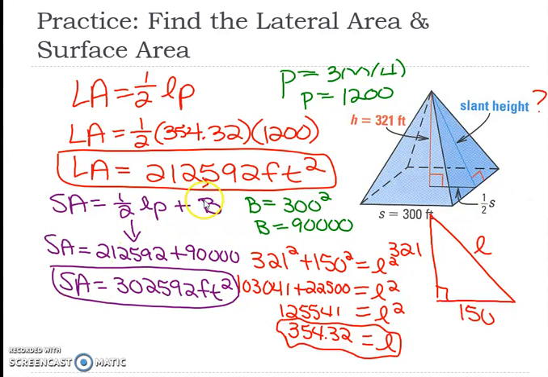Now if I want to solve for the entire thing, I already did this part, 212,592, plus the area of the base, which is 300 times 300 because it is a square. That's 90,000. Add these two numbers and you get 302,592. This is your entire surface area. Most likely they will give you the slant height. If they don't, you're going to find it from the given information.